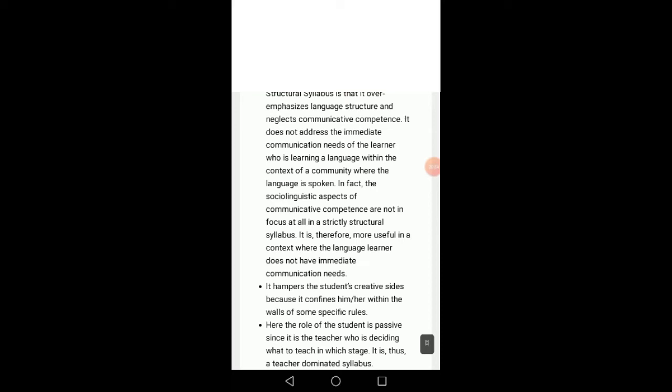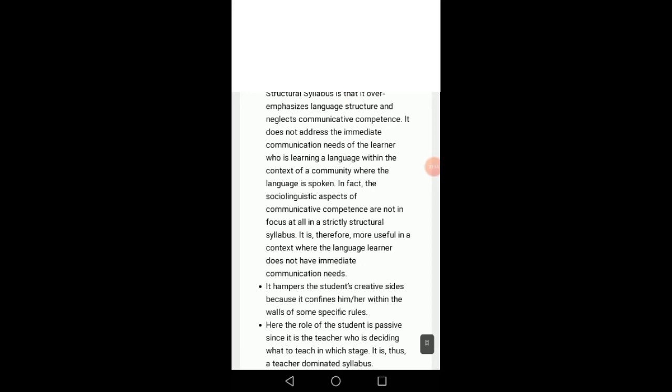This is a basic drawback of the structural syllabus, that it lays more stress on the structural aspects of language, and it overlooks, negates and neglects actually the communicative side of the language. It does not address the immediate communication needs of the learner who is learning a language within the context of a community where the language is spoken. In fact, the socio-linguistic aspects of communicative competence are not in focus at all in a strictly structural syllabus.